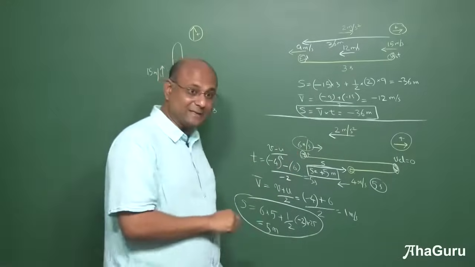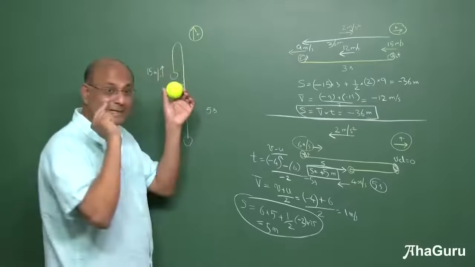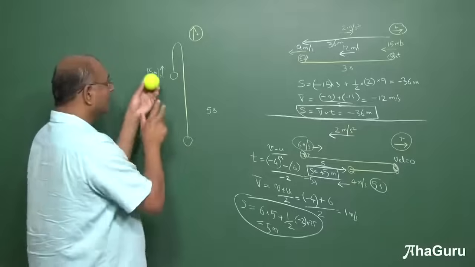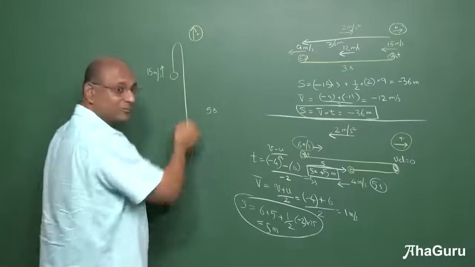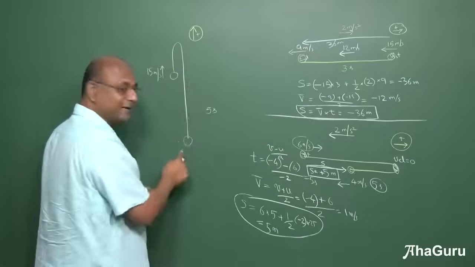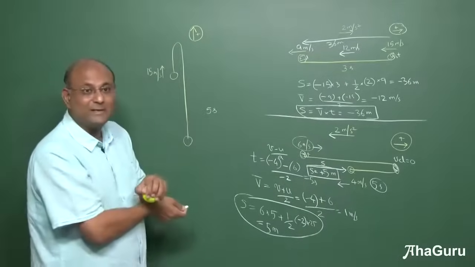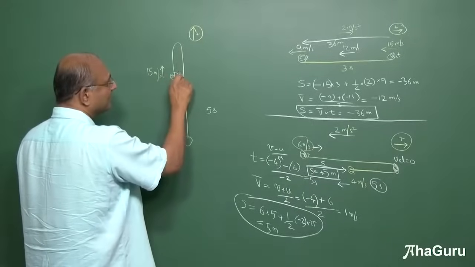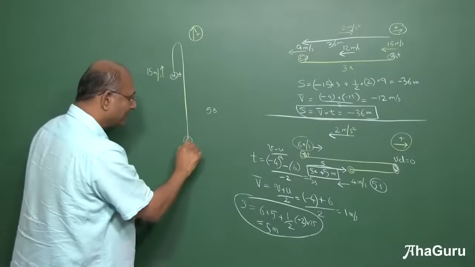Now let us take another example. So in this example, remember the example that we did earlier? I take this ball, I throw it up and I catch it. So it goes up and it comes down. Let us say I throw it at 15 meters per second. It's traveling for 5 seconds. I want to calculate displacement. Where is it starting? Where is it ending?